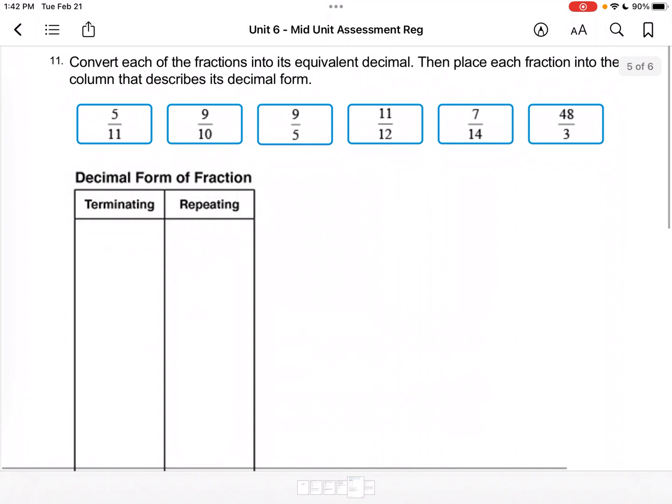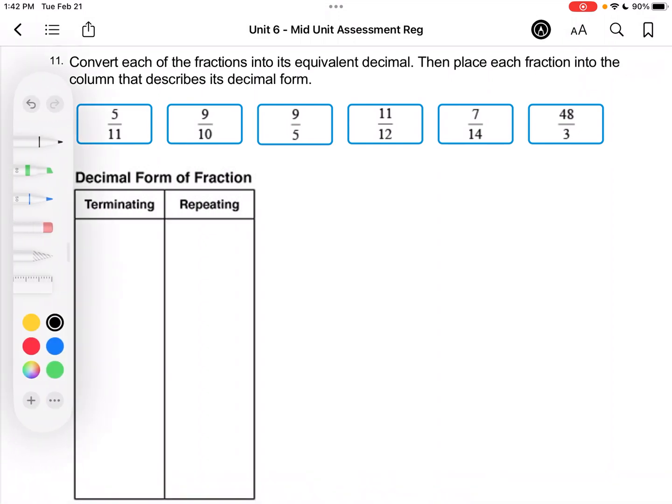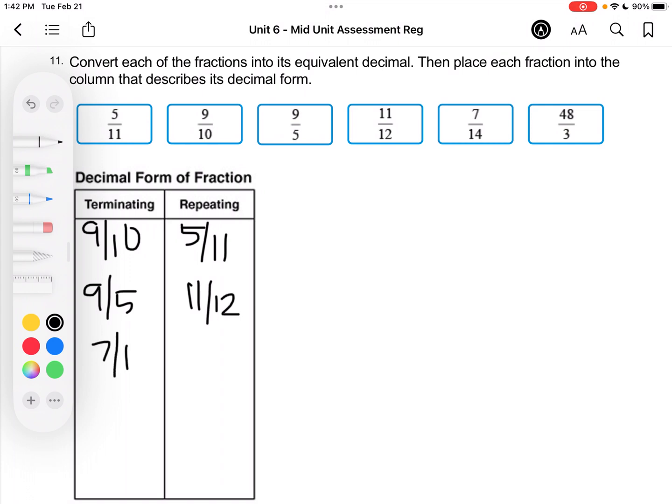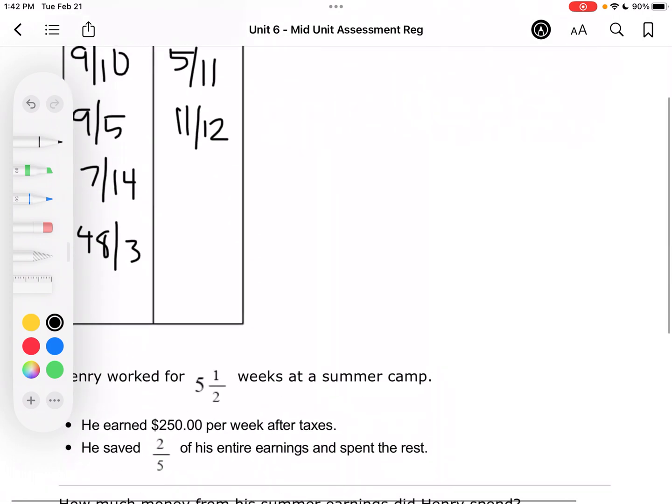All right, for this one, this was the one that was messed up, and if you didn't get it right, I actually gave you credit for it regardless, but I'm going to show you the correct answers here anyway. 5/11 is a repeating decimal. 9/10 is terminating. 9/5 is terminating. 11/12 is repeating. 7/14 is terminating, and 48/3 is actually terminating because 3 goes into 48 evenly.